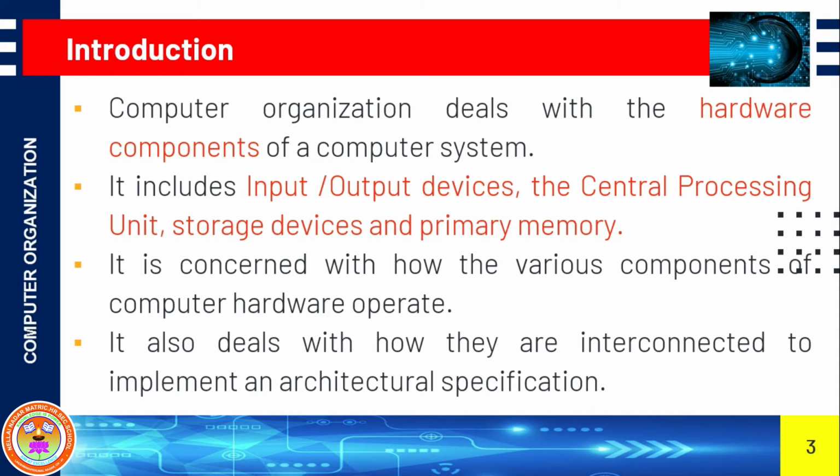It is concerned with how the various components of the computer hardware should operate. How can you operate the various components of your computer? It also means that this chapter deals with how they are interconnected to implement an architectural specification. So what are the architectural specifications if you want to connect or use particular devices in your computer? These are the main points included in this chapter.